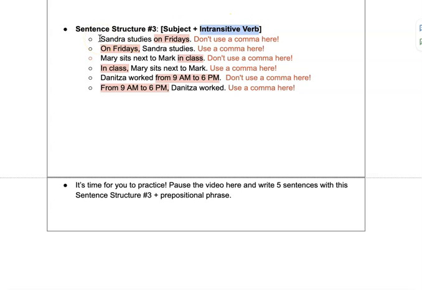Let's look here at the first example. Sandra, subject, she studies. She studies on Fridays. The verb study here in this example is an intransitive verb because there is no direct object. After study, I can finish my sentence, or I can add more information like I have here, on Fridays. Remember, if the preposition is at the end, no comma. If it's at the beginning, use a comma.